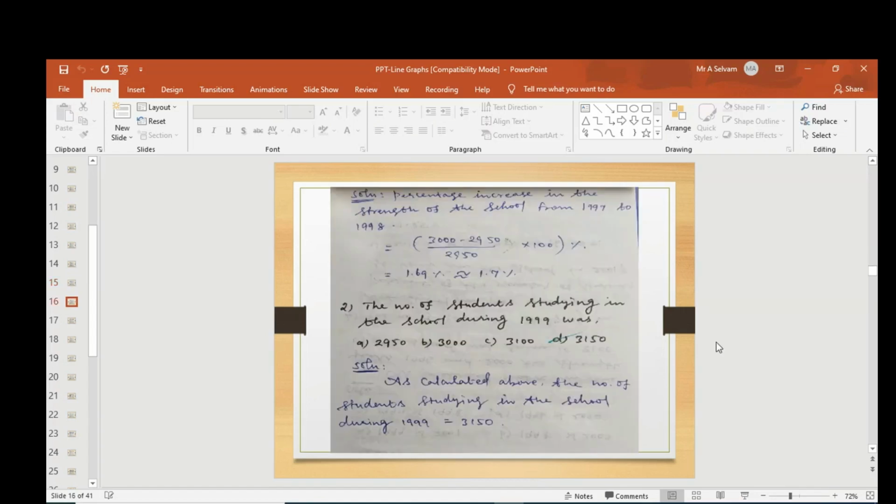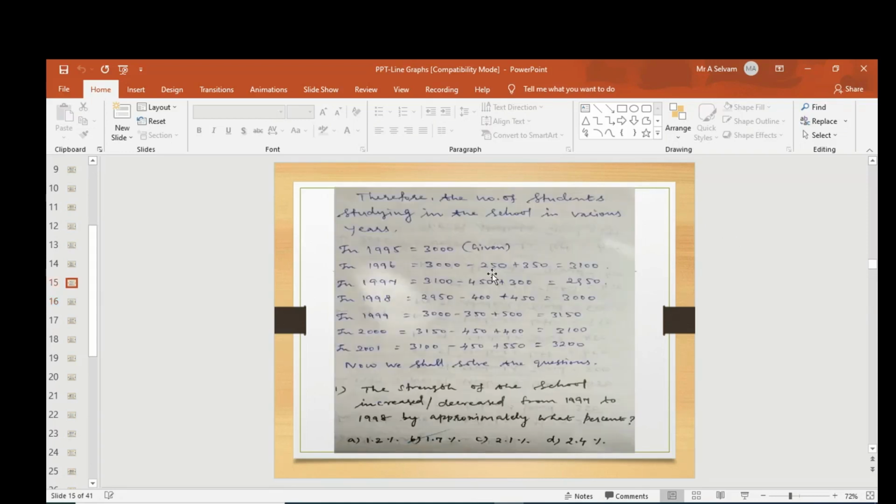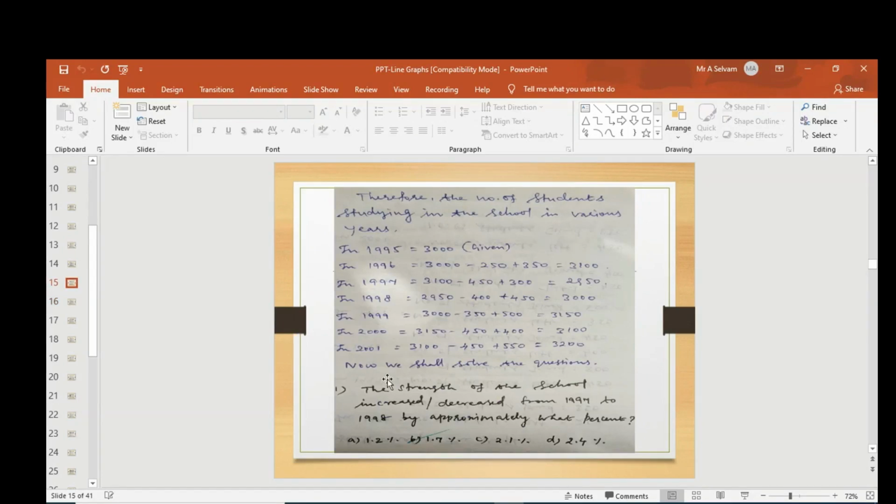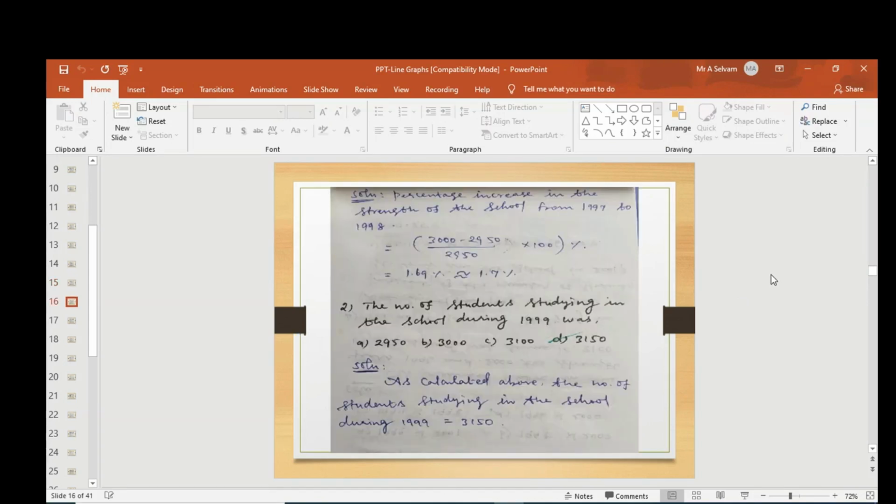Now we move on to the problem: the percentage increase in the strength of the school from 1997 to 1998. Look, for 1997 it is 2,950 and for 1998 it is 3,000. So we can take the percentage between these two years. It comes to 1.69, approximately 1.7 percent. Since 1.7 is in the options, option B is the answer. Understood? Fine. Next.